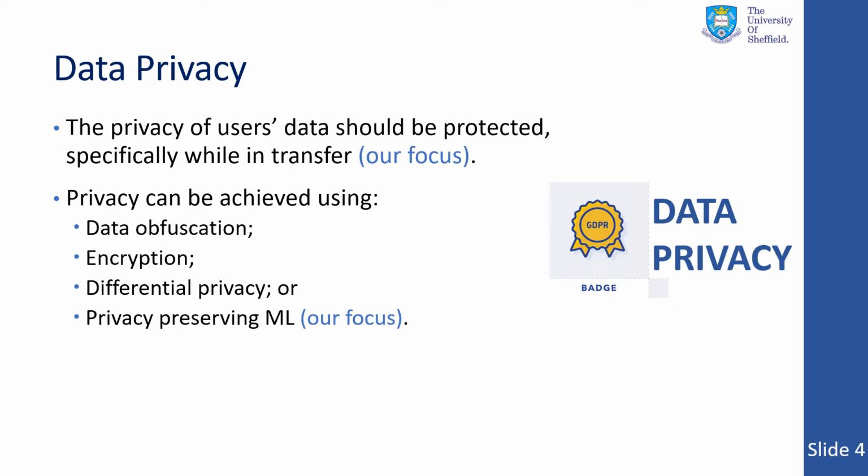This leads us to an important point, that the privacy of users' data should be protected at all times, specifically during data transfer, which is our focus today. Data privacy can be achieved using one of these four mechanisms: data obfuscation, encryption, differential privacy, or privacy-preserving machine learning techniques, which is our main focus.